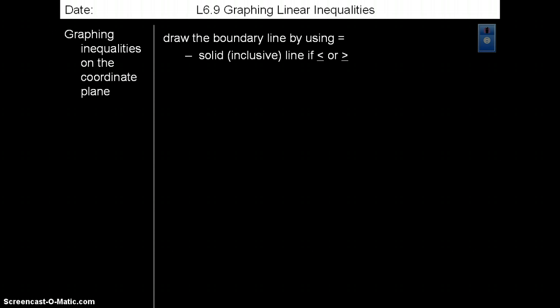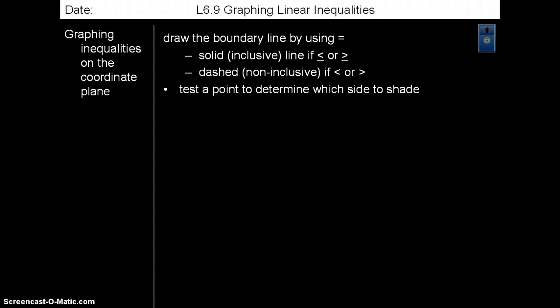So now we will discuss graphing inequalities in the coordinate plane. The coordinate plane, as we know, includes two variables, the x and y variable. So the steps are really similar. We'll first start by drawing a boundary line, using an equal to rather than the inequality symbol. The boundary line is a solid or inclusive line if the or equal to is included. It is a dashed line, kind of like an open circle, non-inclusive, if there is no or equal to included. Then we test a point, just like we did before, to determine which side to shade.